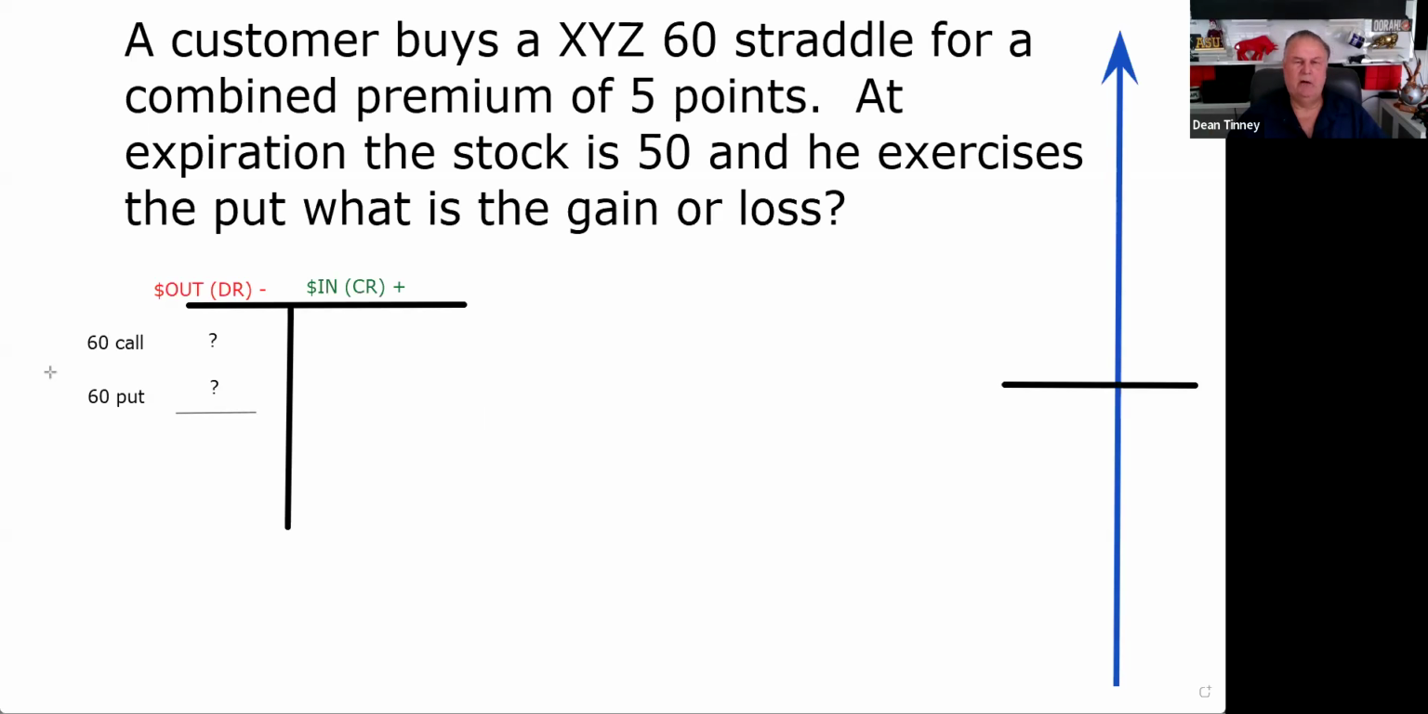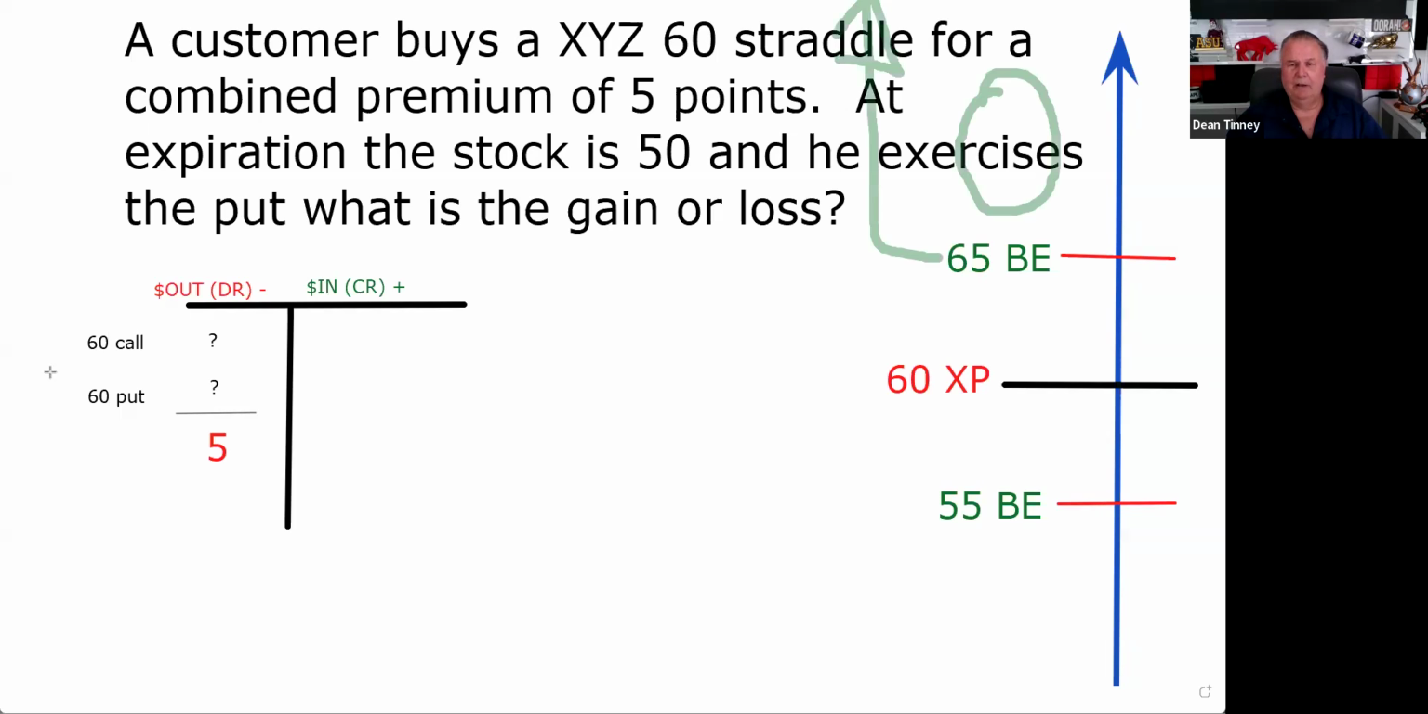I like to track money in and out. They don't tell us what we paid for the choice to buy the stock at 60, that's contract specifications, and what we paid for the choice to sell at 60. But they do tell us we paid 5 points for that. The way we get the break even in a straddle is we add the combined premium to the call strike to get our upside break even, and subtract it from the put strike to get our downside break even. So our upside break even here is 65. Our downside break even is 55.